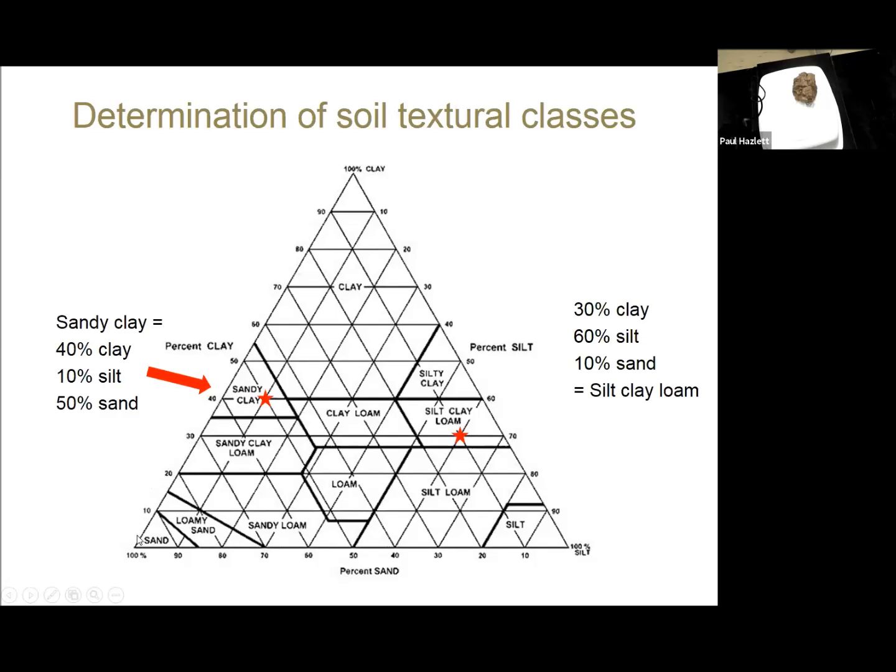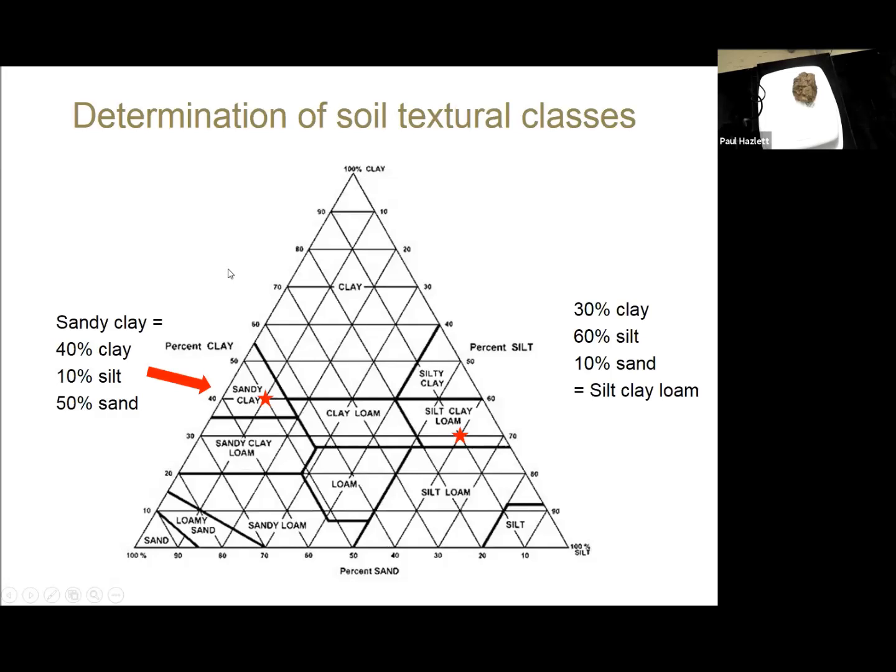So here we're over at 30% clay on the clay axis. We're tracing that across on this axis. We've got 60% silt here on the right-hand axis. We're tracing that down. And then we've got 10% sand on the bottom axis. We trace that up. Where those three intersect, that's the particular textural class that we assign to that combination of sand, silt, and clay. So where the star is there, how we identify this particular sample, it's a silt clay loam.